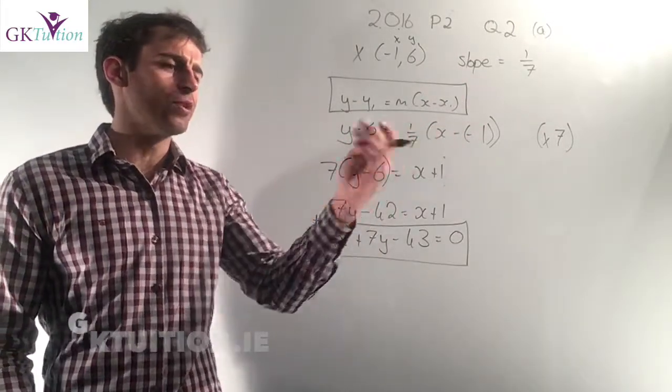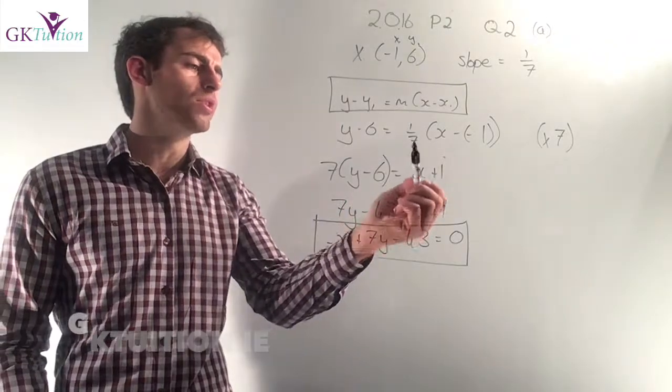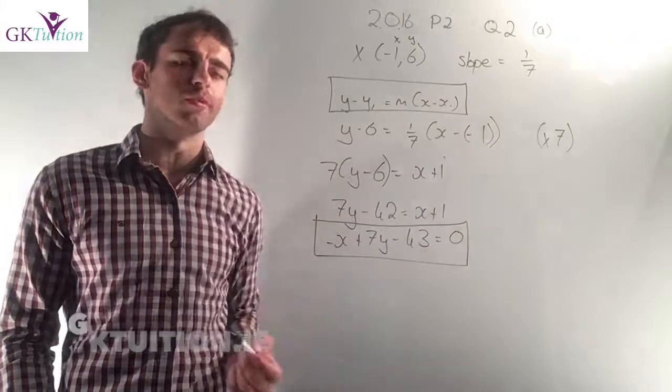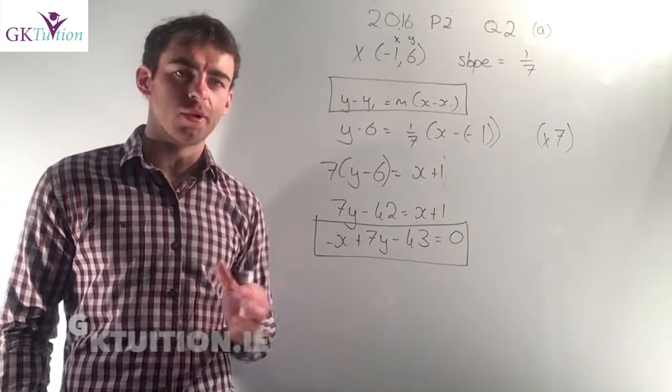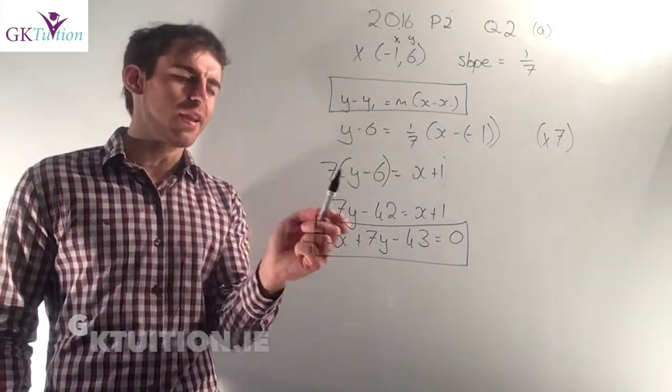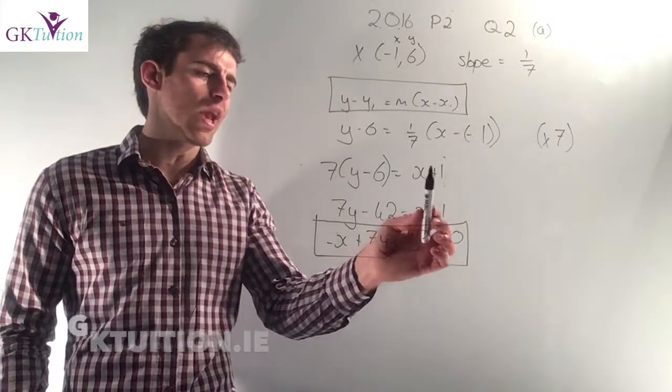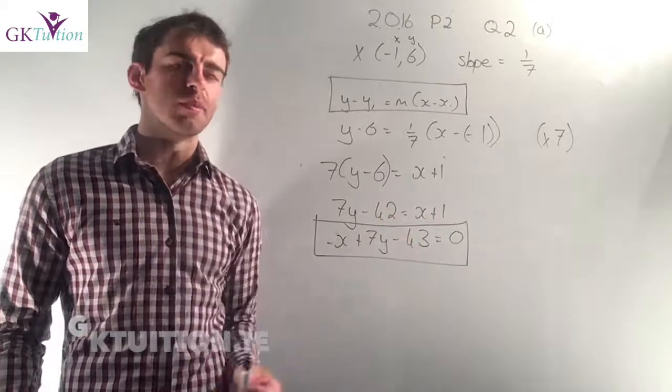So in this case, if we sub in, we get y minus 6 equals 1/7 times x minus 1. So in order to get rid of my fraction here, the easiest thing to do is to multiply both sides by 7, which means I get 7 times y minus 6 is equal to x plus 1. Minus by minus gives me a plus.